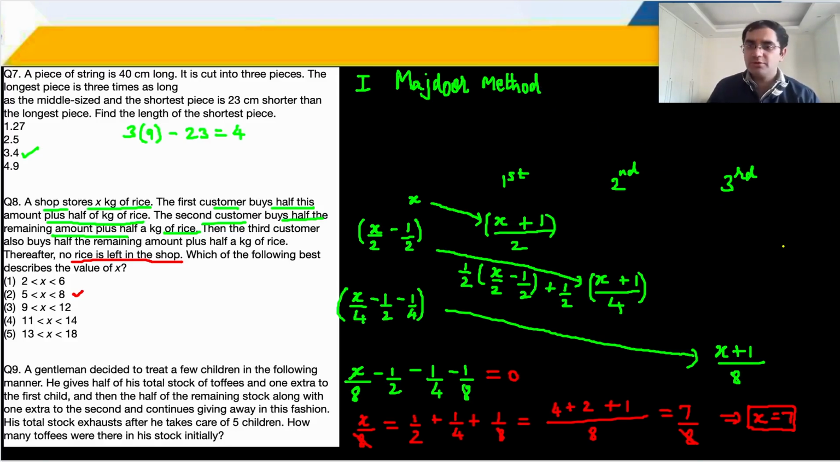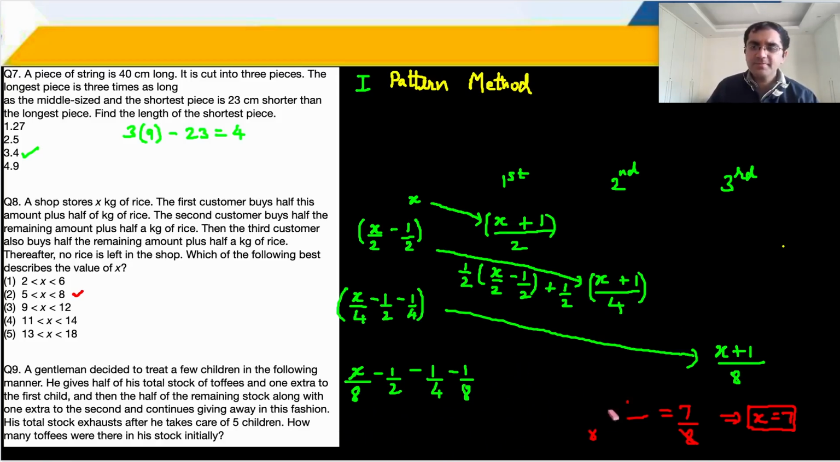So now we go to a second method. The second method will be called the pattern method. An aptitude exam is filled with patterns because it tests your observation skills. Okay, so right over here, can you spot any patterns over here?